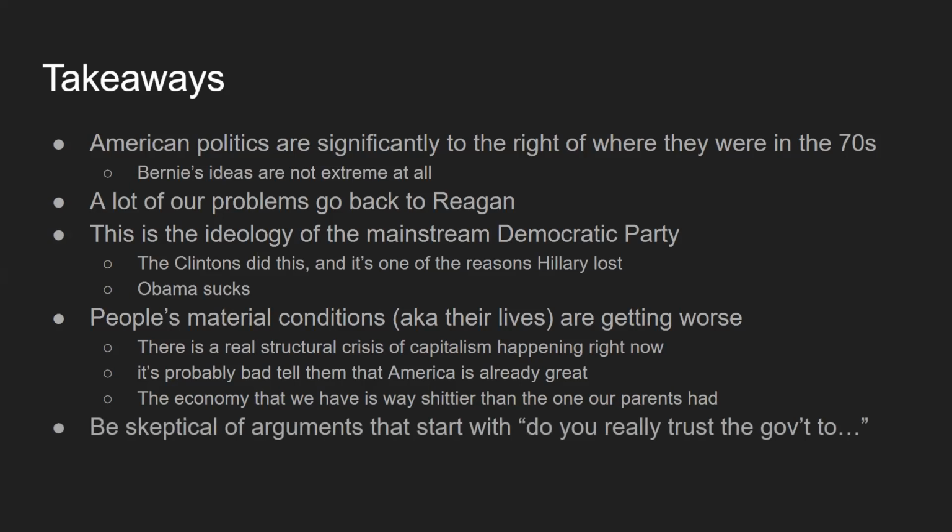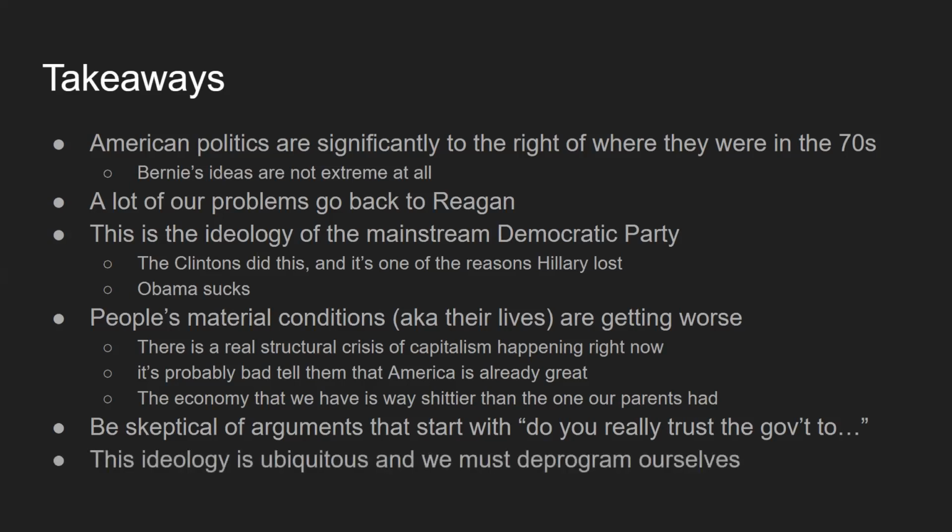And also, I would say be skeptical of arguments that start with, do you really trust the government, right? Because a lot of times people are like, do you really trust the government to yada, yada, yada? Do you really trust the government to do your healthcare or whatever? But that's a psyop. That's these people trying to convince you that you should do more neoliberalism. And I think that whole framing of the conversation is kind of suspect, right?